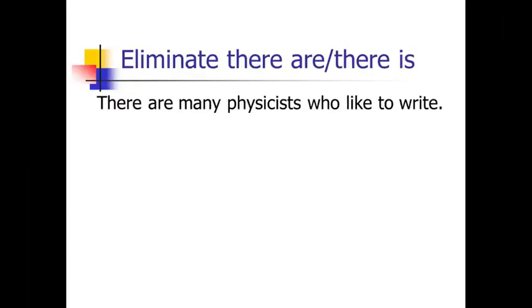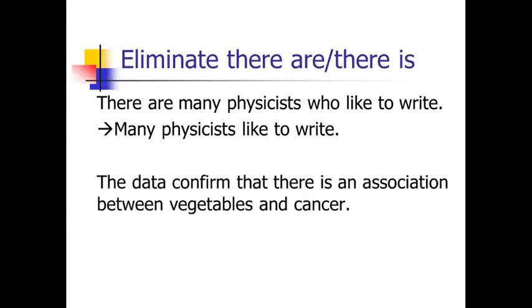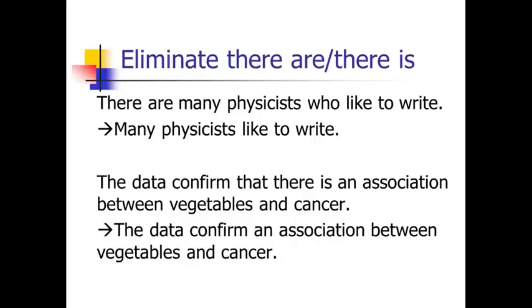There are many physicists who like to write. How about just, many physicists like to write? See, the there are in this case was completely unnecessary. We didn't even have to rearrange the sentence to drop that. The data confirm that there is an association between vegetables and cancer. Well, how about just, the data confirm an association between vegetables and cancer? Notice that we didn't need the that there is. So a lot of times, if you're finding yourself writing a there is or a there are, check and make sure it's really necessary. A lot of times you can get rid of it. You have to think a little bit about it and get in the habit of doing that, but you'll pick that up pretty quickly.